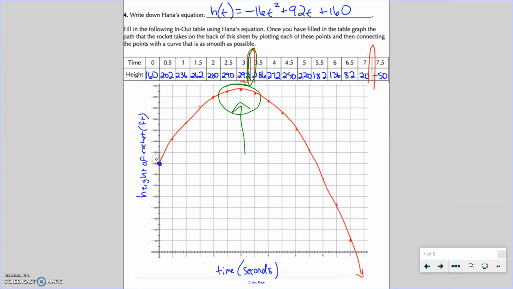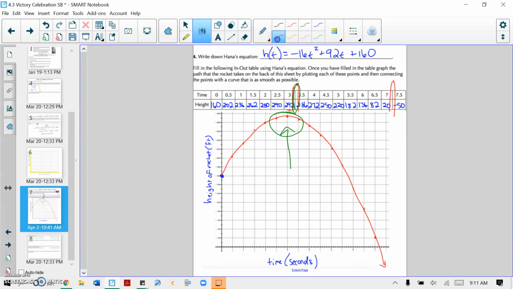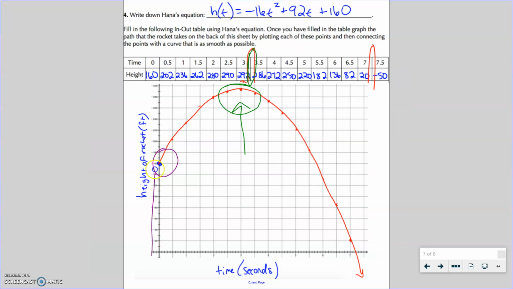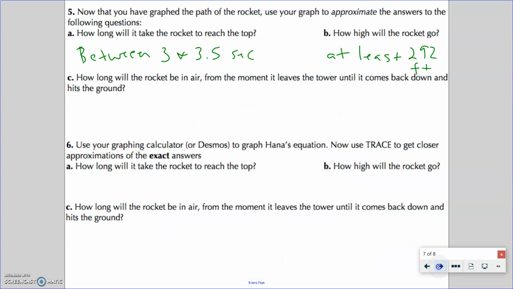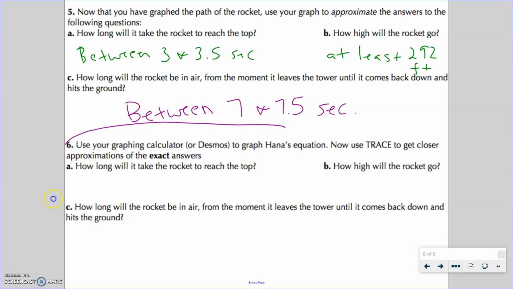Well, it left the tower right here, and it's coming back to the ground. So it left the tower right here. Here's our tower. And it's coming back right about here. It looks like 7 point something seconds. Notice how in the table, the y values go from a positive number to a negative number, right? Just like it does in the graph right here. That lets me know that sometime between 7 and 7.5 seconds is when that firework is going to return to the ground, or the remnants, I guess. 7 and 7.5 seconds.